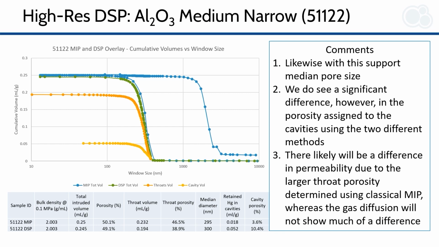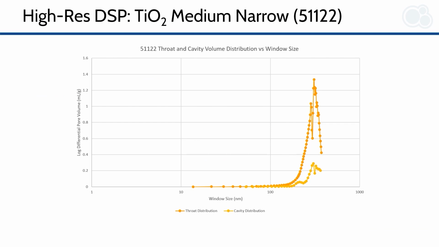Here we see the very low cavity volume from the log differential for the titania sample.